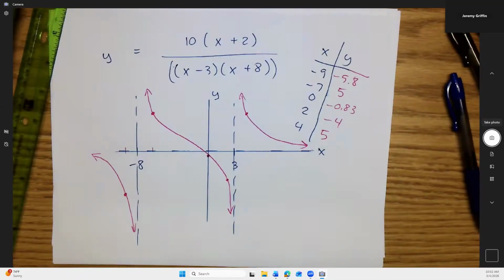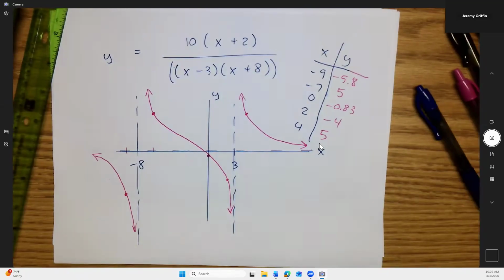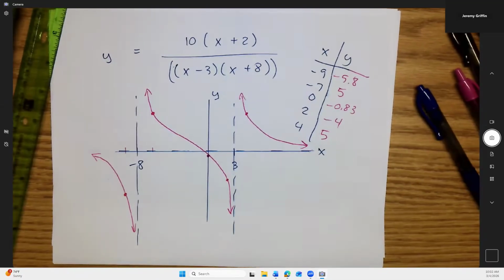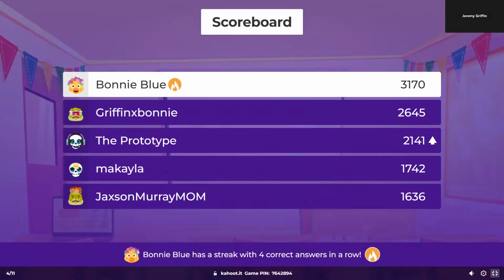You guys think you can come up with that? Yep, 100%. It also looks kind of like that Kahoot graph. All the same. I bet that structure of equation creates graphs that look kind of like that. All right, you guys think? All right. Boom.